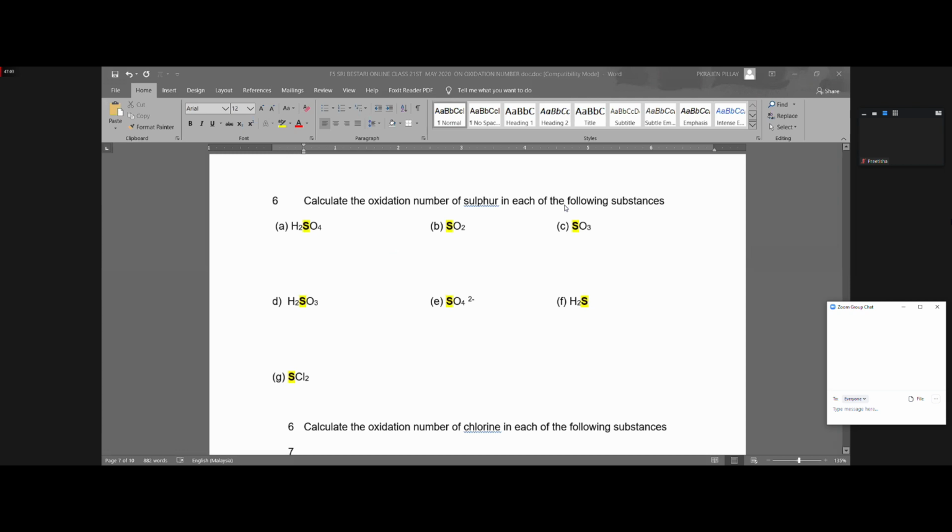Okay, try number 6. This time we're working on for sulfur. Hydrogen and oxygen always have a common number, the same. The oxidation number is fixed.